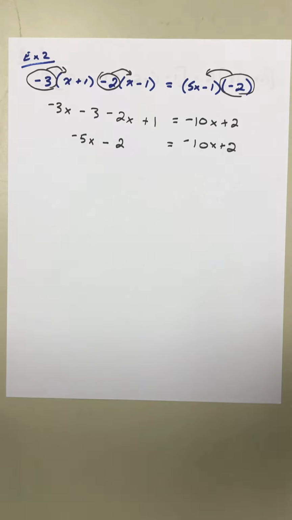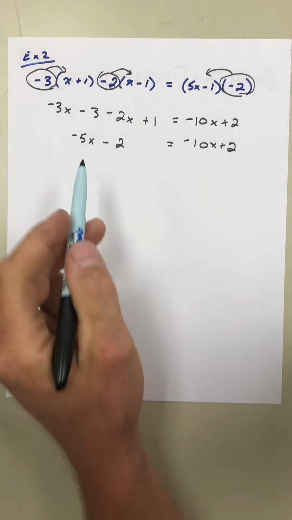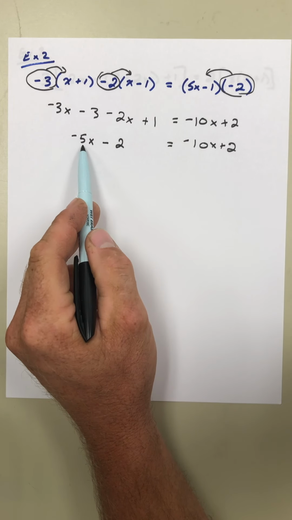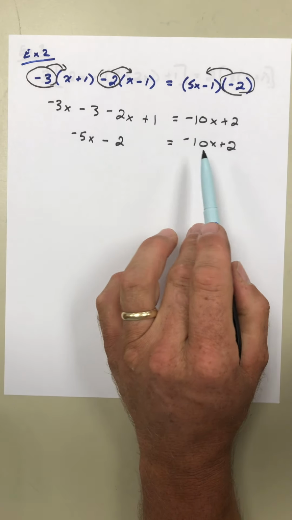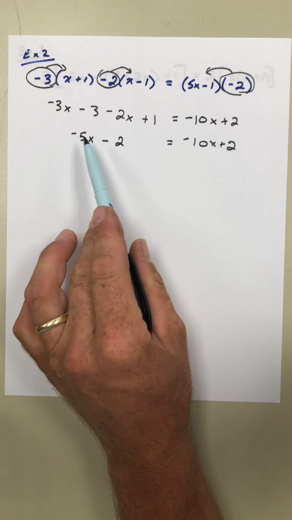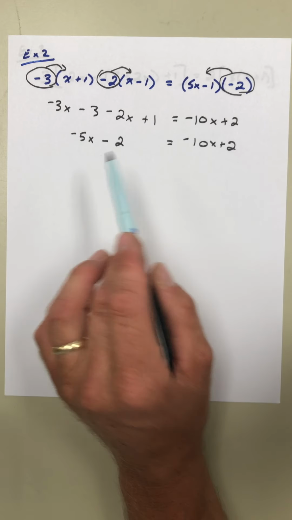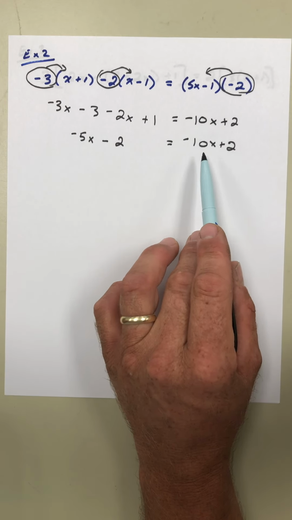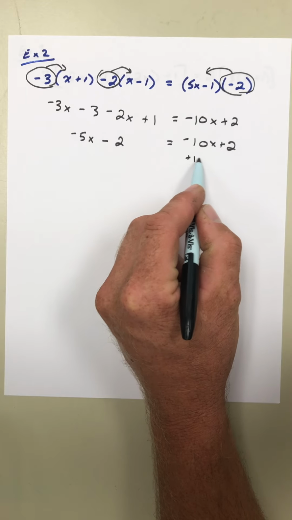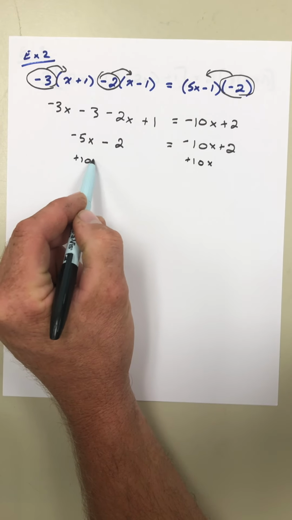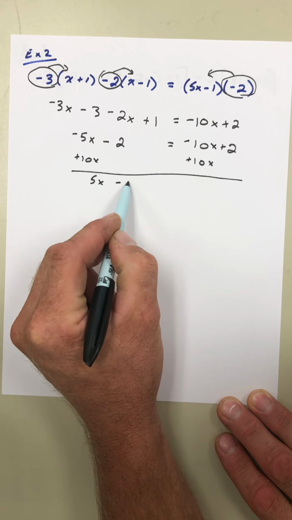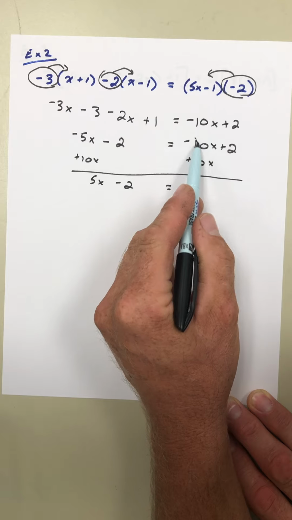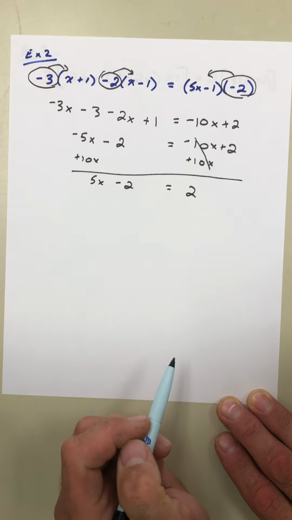Now I want to go ahead and move my variables, so I have all my variables on one side. Again, I could add 5x to both sides, or I could add 10x to both sides. Noticing if I add 10x to both sides, I would end up with a positive 5x on the left side instead of a negative on the right side. So I'm going to go ahead and add 10x to both sides of my equation. So we have 5x minus 2 is going to equal, these are going to cancel, a positive 2.